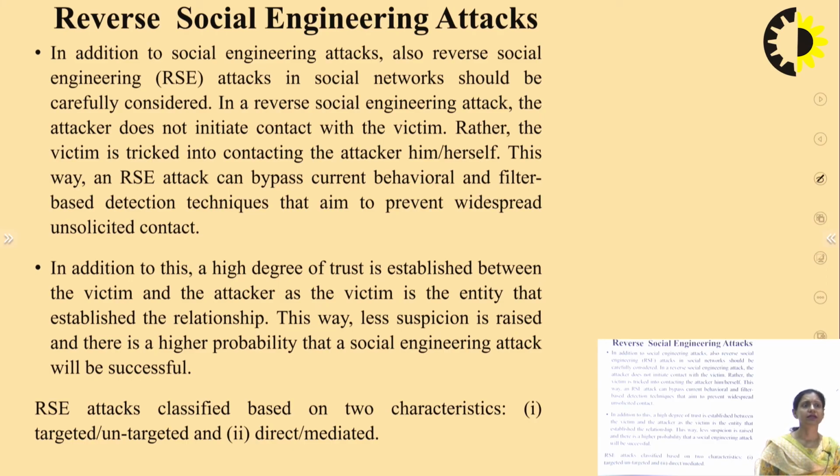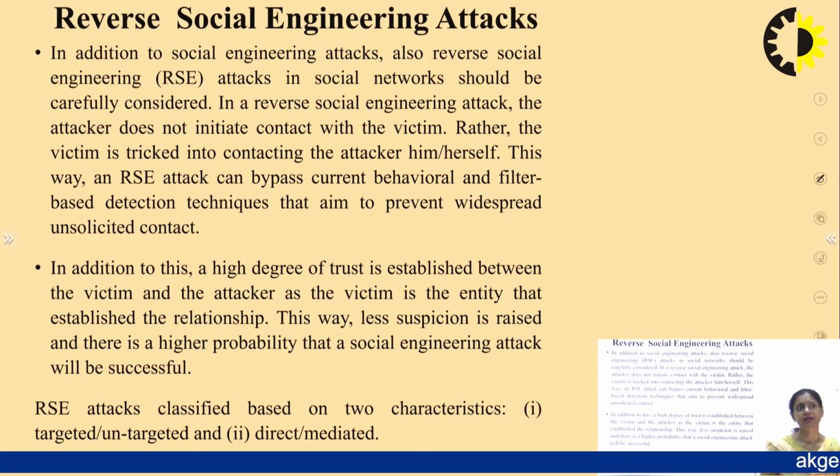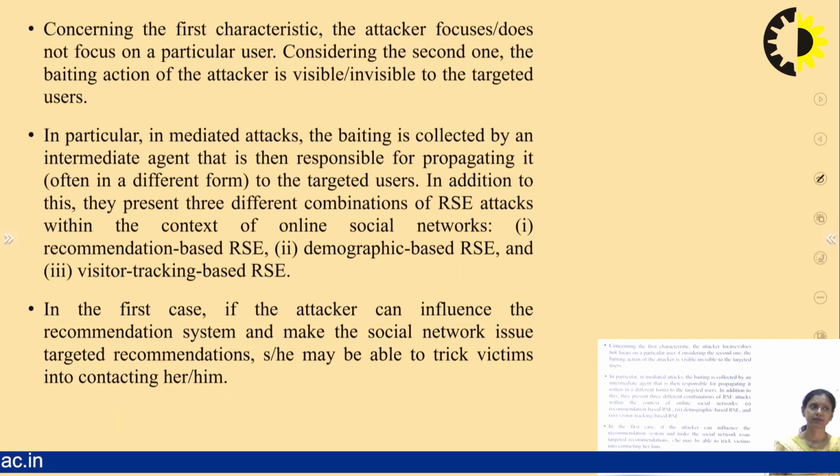Then we have reverse social engineering attacks. In reverse social engineering attacks, the attackers do not initiate the contact with the victim. Rather, the victim is tricked into contacting the attacker himself or herself. In this way, the reverse social engineering attack can bypass the current behavioral and filter detection techniques that aim to prevent widespread unsolicited contact. They are classified under two categories. The first one is targeted and untargeted, and the other one is directed and mediated.